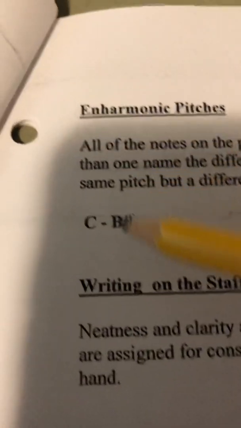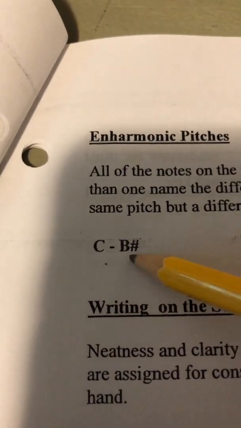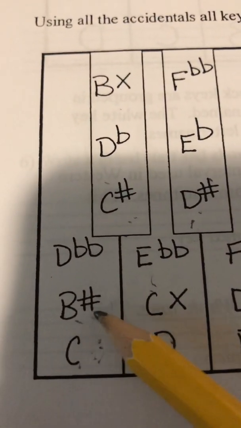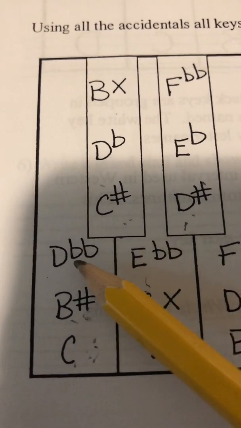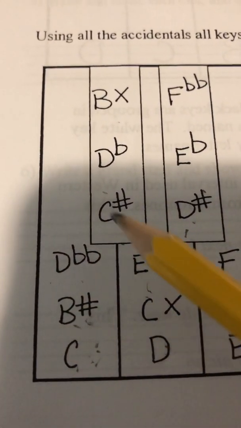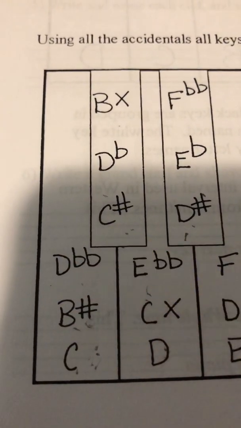So look, C can also be B sharp. But how does that make sense, Miss Grant? Well, let's go back to the piano. Look, there's C. Oh, look, it can also be called B sharp. It can also be called D double flat. So these notes are all enharmonics.